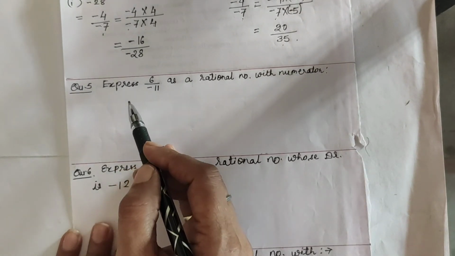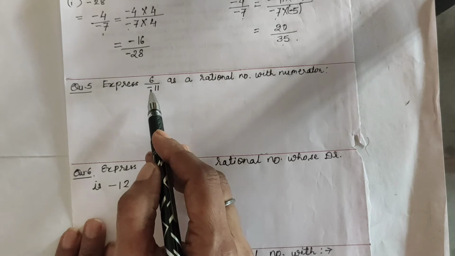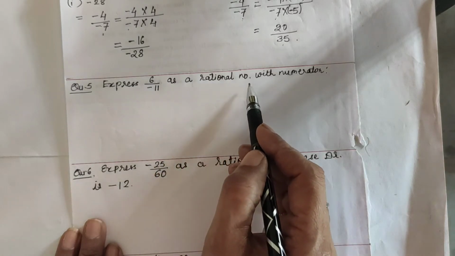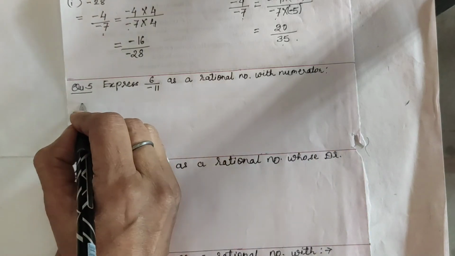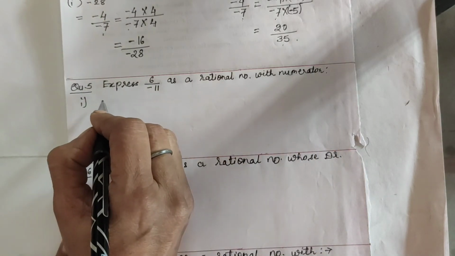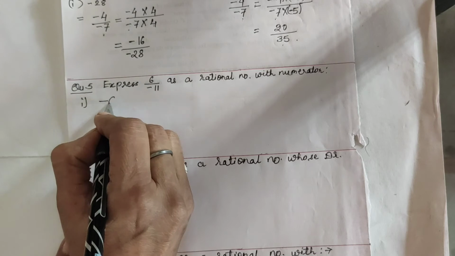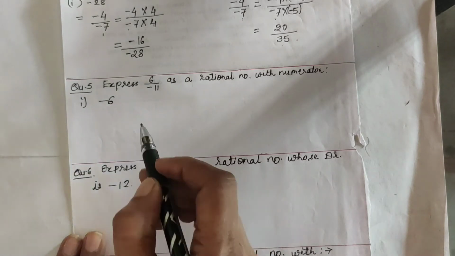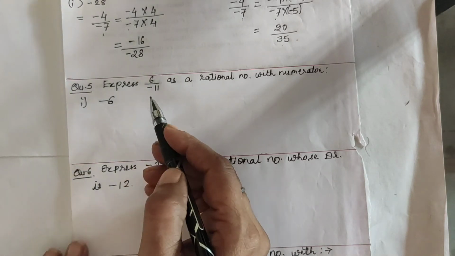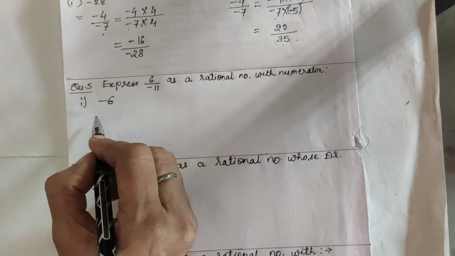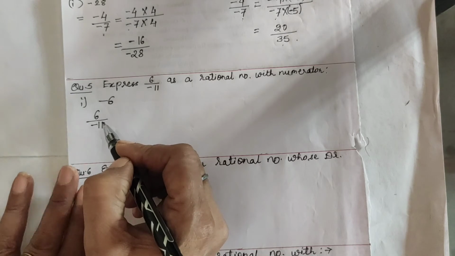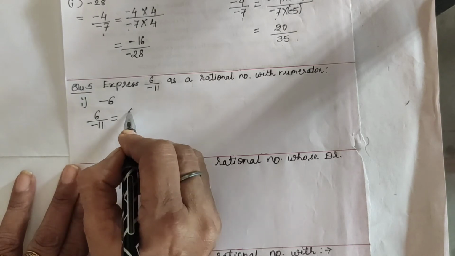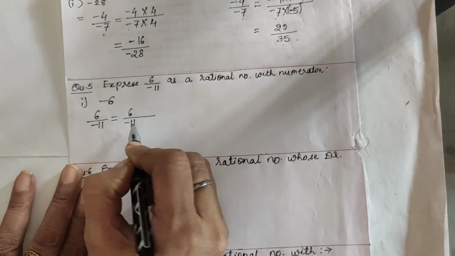What is question number 5? Express 6/-11 as a rational number with numerator -6. Let's see the first example. The numerator you want is -6. So again in the same way, you have to write the given rational number as it is first. 6/-11. Now write it here as it is.